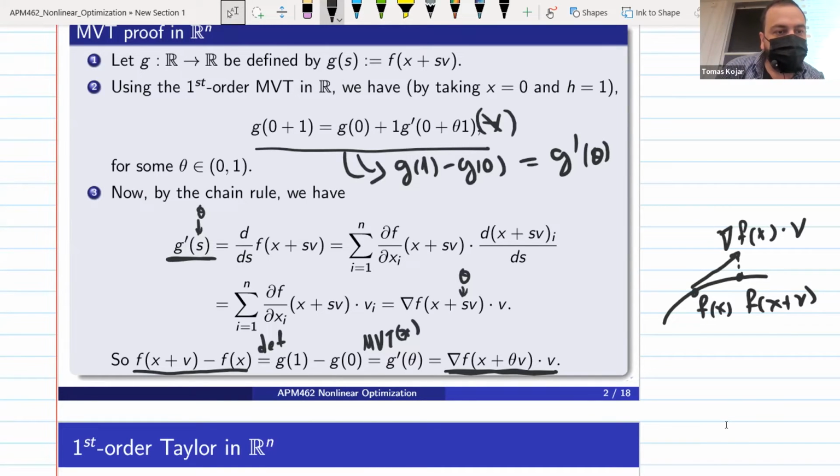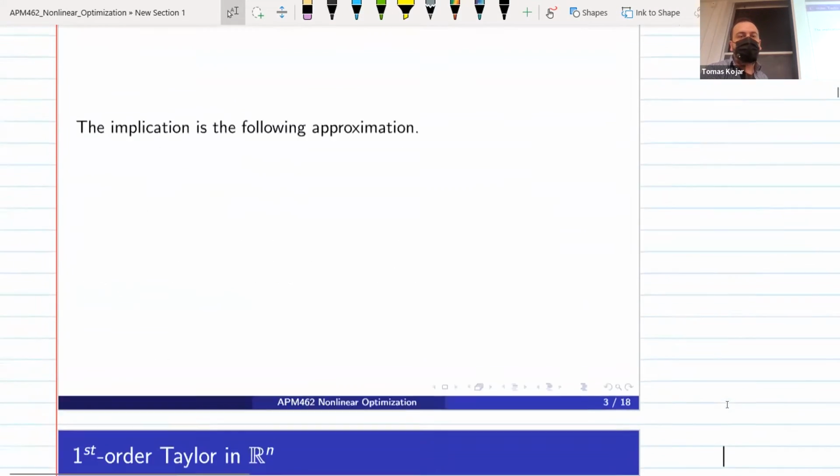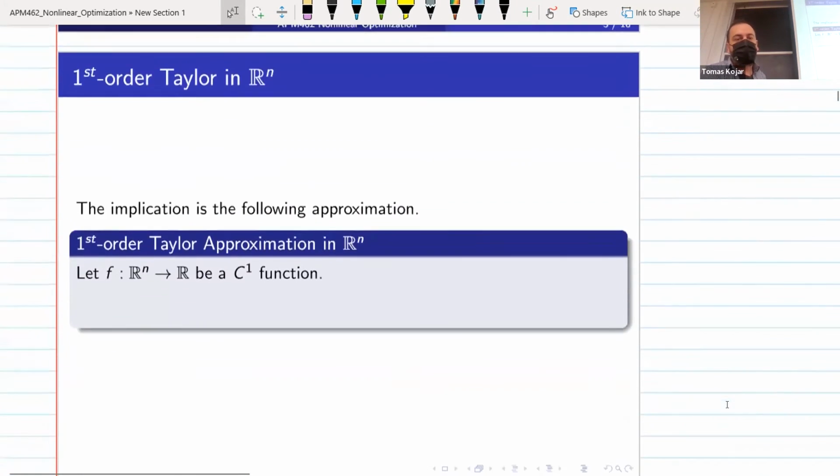Are x and v fixed for g? Right. So another way to write this is g of x, v, s. Is that okay? Yeah, it's fixed. Okay, good. All right, that was it. So this is the 1D mean value theorem. And we will apply it to get Taylor's theorem.